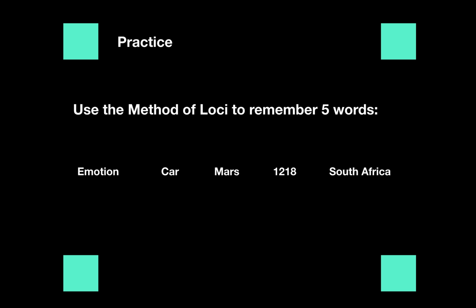So last but not least, let's make a practice, so everyone can think by yourself and create your own story, and we will share that after the class. I will give you 5 words: emotion, car, Mars, 1218, South Africa. So just think about how to find, firstly, your memory palace, and then you need 5 different parts in your palace, and put each of the words into those parts of the palace and create your own story.